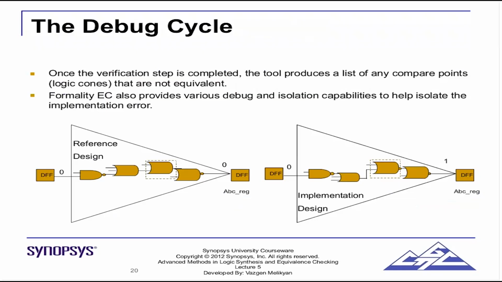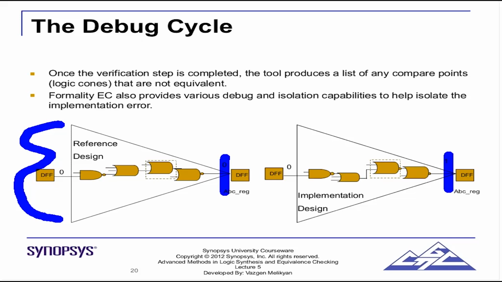Then comes the debug cycle. Once the verification step is completed, the tool will generate a number of vectors that will prove that the two cones are not equivalent, that they are not functionally the same. For example, let's say you have a problem in the design and they are not equivalent. It will generate a vector like this. It will add all the input conditions here, for example on an input port or DFF. It will apply some value, and it will show you that at the compare point the values are different. Let's say in this case the values are 0 and 1, so they are different. So it gives you a vector so that you can verify where the problem is.